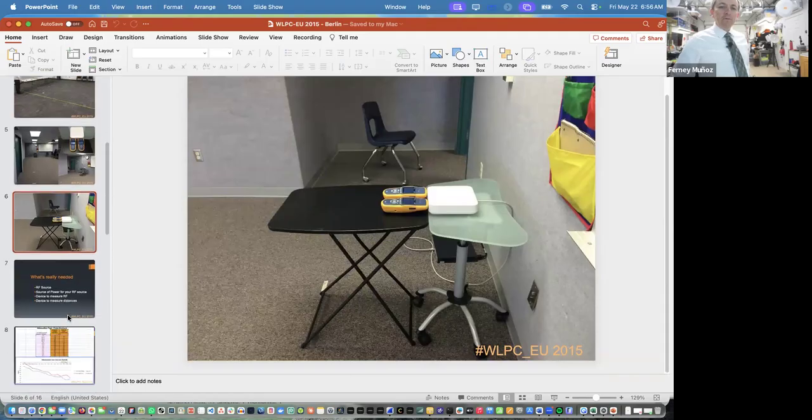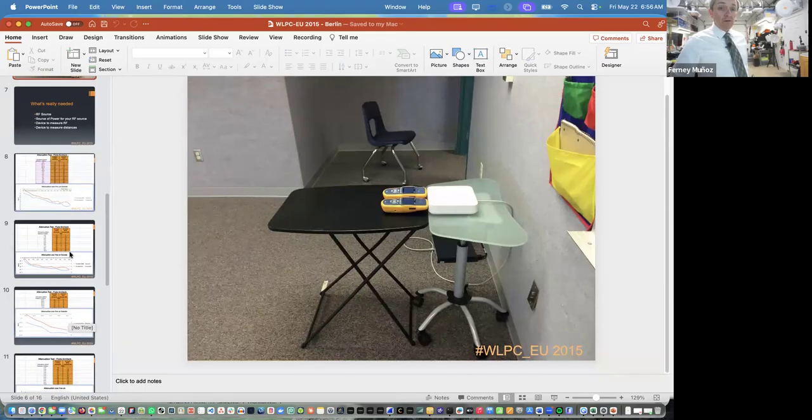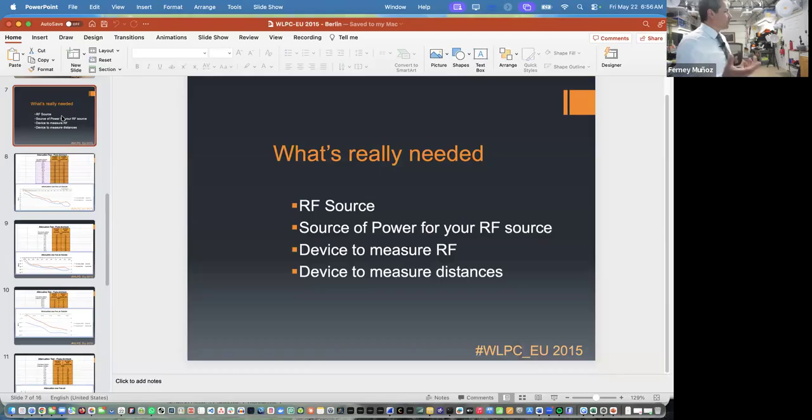So basically, if you want to play with this stuff, you can do it. Look, you can do it right now with a phone and an access point, your modem in your house. You can just get one of those applications. If you have an Android, get a Wi-Fi analyzer and lock on your AP and measure, and then start walking away at 1 meter, at 2 meters, at 4 meters, and see what the signals are. So you need something to generate RF. You need something to measure that energy, okay? And then something to measure distances.